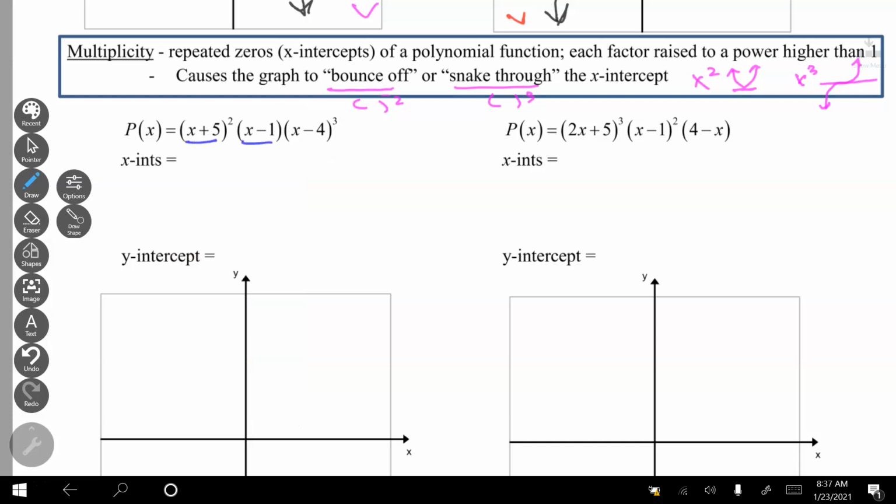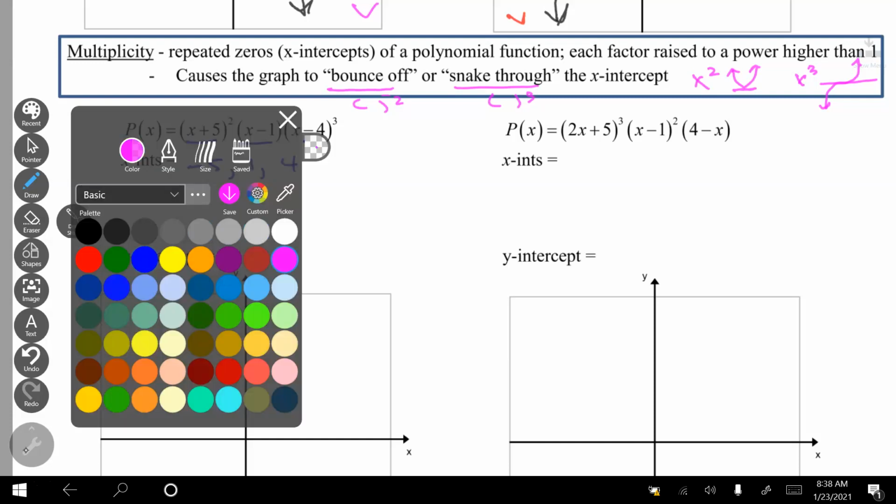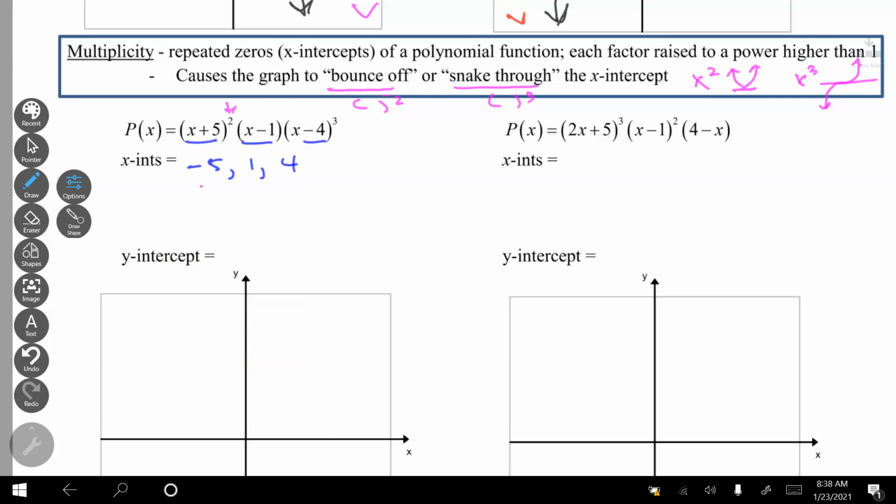I see I have 1, 2, 3 x-intercepts. -5 is the first, 1 is the second, 4 is the last, but some of them are special. I notice this first one has a squared, so this is going to be a bouncer. And this last one has a cube, so that's going to be a snake. Now I do have to find my leading term. I'm just going to put LT for leading term. And the first one is x squared because of this squared. The second one is just x to the first because there's no number on the outside of the parentheses. And the last one is x to the third. And I multiply it out and I get x to the 6th, specifically 1x to the 6th.